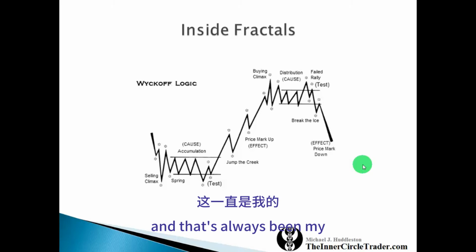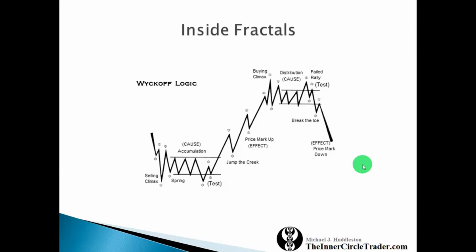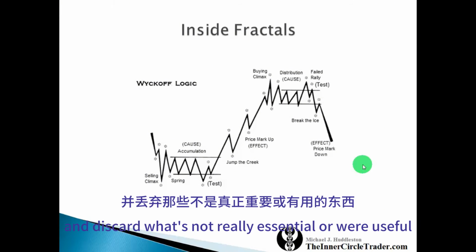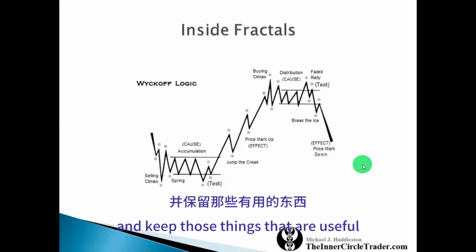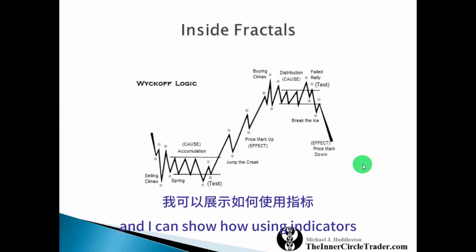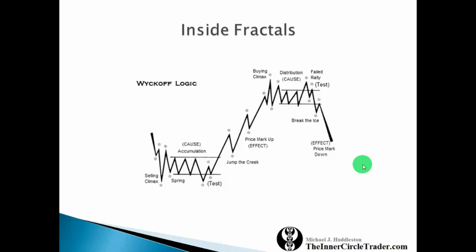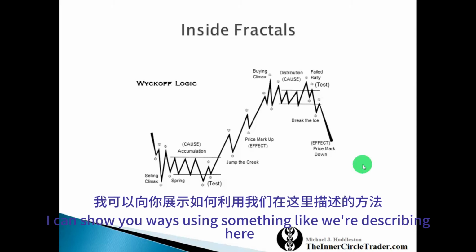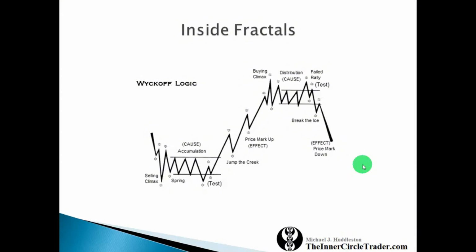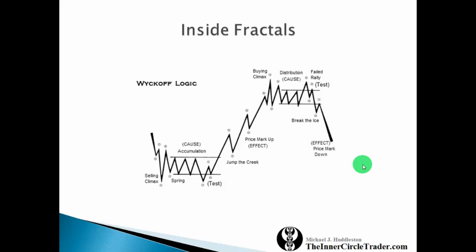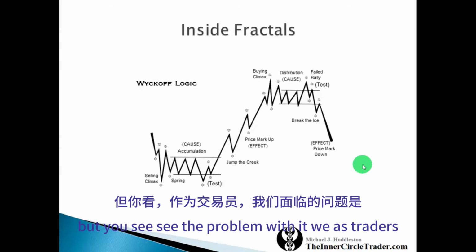Okay, and that's always been my goal, to be that one resource where we take what's available in the retail world and discard what's not really essential or useful, and keep those things that are useful. And I can show how, using indicators, even though we've made a point of saying that divergence is not something that can be trusted, I can show you ways using something like what we're describing here and applying divergence with an indicator, and then suddenly it'll make sense to you. Okay, but you see the problem with it.